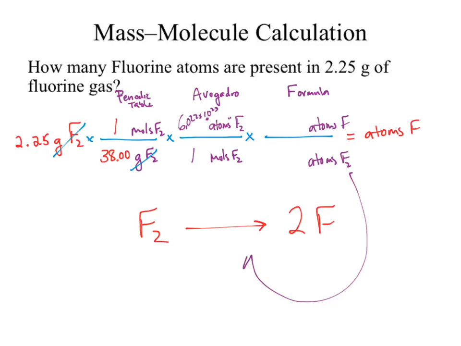This is where I can look at my reaction equation, if you will. And according to that, what numbers should show up in front of F2? What number should show up in front of atoms of F? What do I now have? I have atoms of fluorine as my answer. What did I want for an answer? Atoms of fluorine. Guess what I can now do? Punch it into the calculator and I'm done.